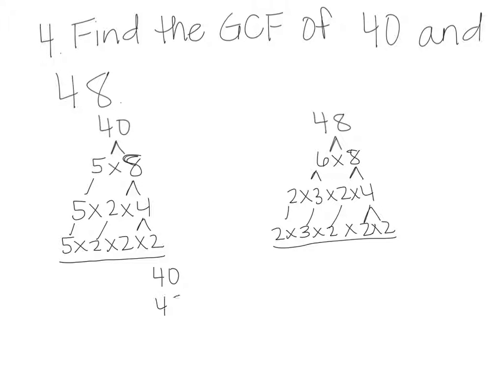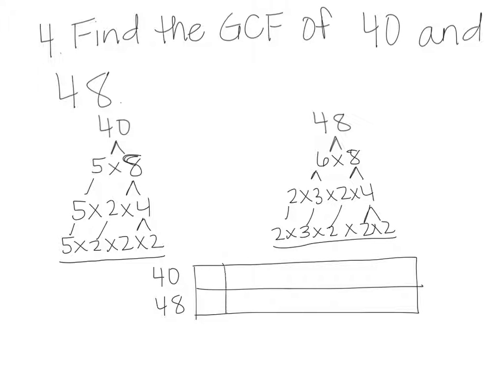So I'm going to make my table. I'm going to estimate how many spots I think I need for right now, and I may have to add some more in a minute. So I'm going to start out least to greatest. I have 1, 2, 3 2s. For 48, I have 1, 2, 3, 4 2s, a 3, and for 40, I had 5.